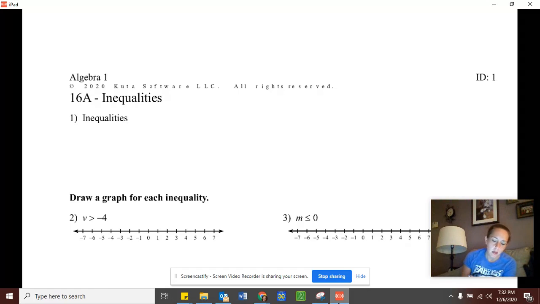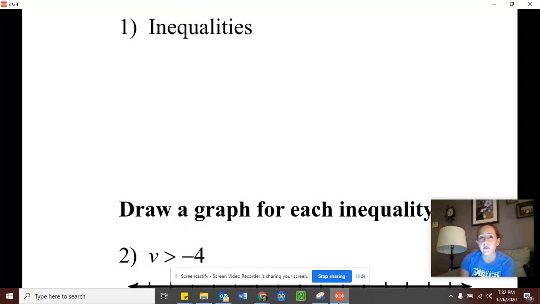Anyway, so solving inequalities is very similar to solving equations. The difference is instead of an equal sign, we have an inequality symbol. So it's important that you know what those inequality symbols are. I suggest you write this down if you're not familiar with them. So first you have less than, okay?